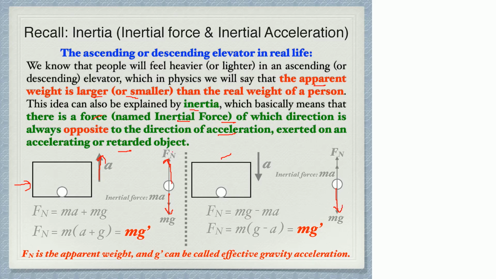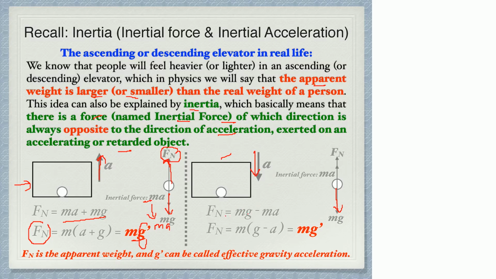So what will this Fn be? Fn will be, because it is inertial force, ma. So ma is this side, ma plus mg. This gives you ma plus mg. So the net force will be m(a plus g), that's mg dash. Because Fn is the apparent weight and this g dash is nothing but the effective gravity acceleration.